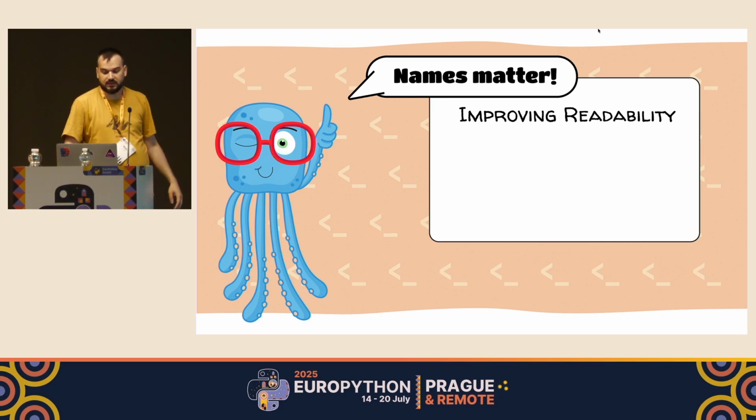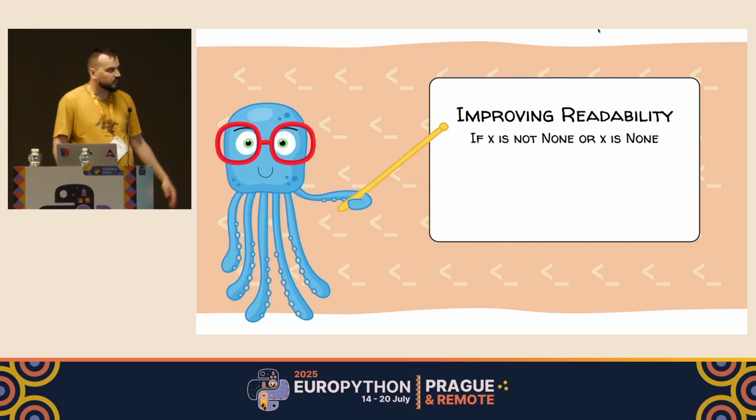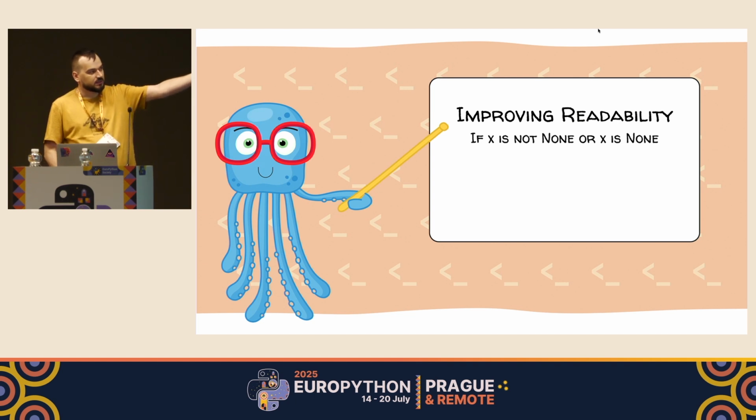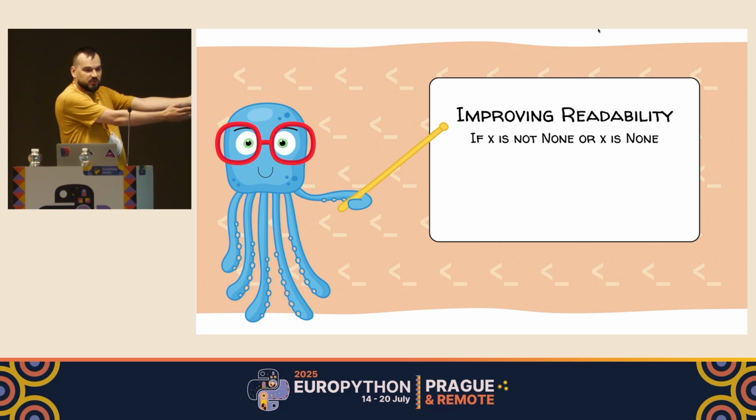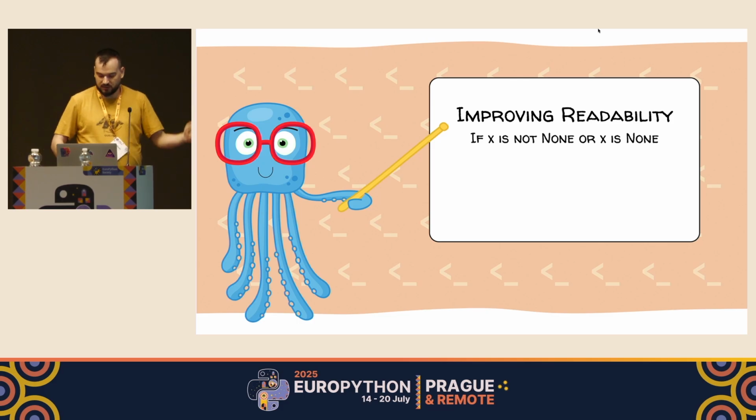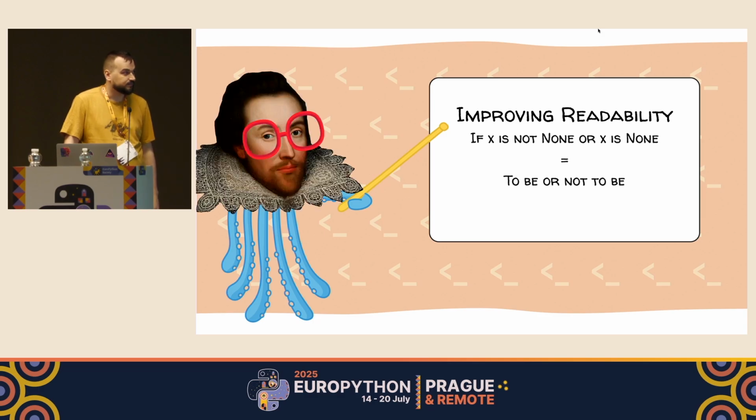I'm going to show you one sentence here. If x is None or x is not None. This is nonsensical, it's always going to be true. And you're going to forget this line of code by the end of the day, if not faster. But this line of code written in Python is equivalent to the most famous line in the English language. To be or not to be, and we all remember this. So how you name things, how you use them, is very important.